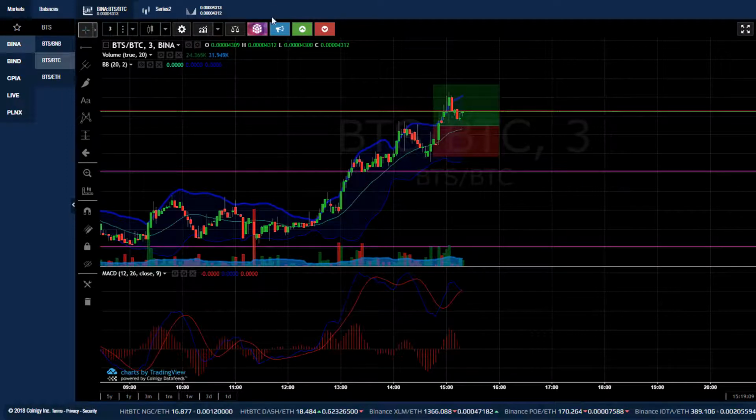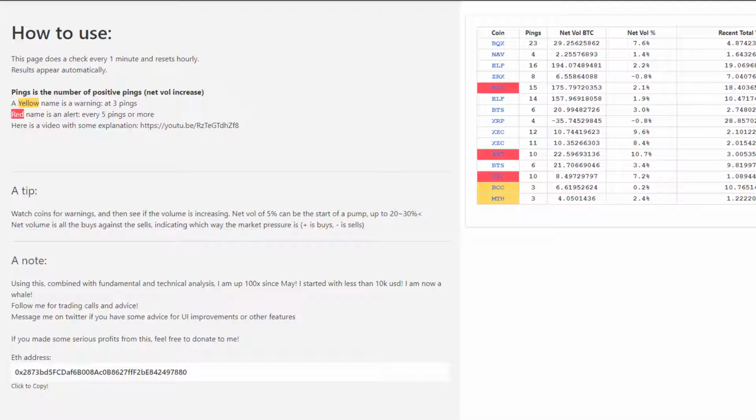Okay, we're doing another trade here on BTS. I saw it pop up in the volume monitor. And BQX popped up again, so I'll be bouncing between all these.